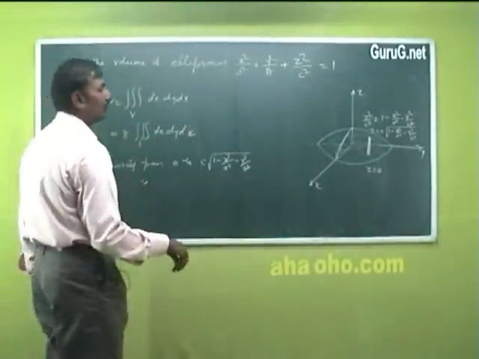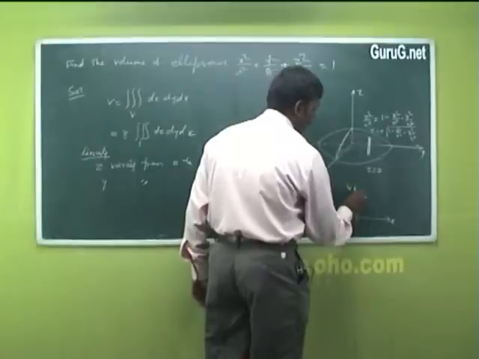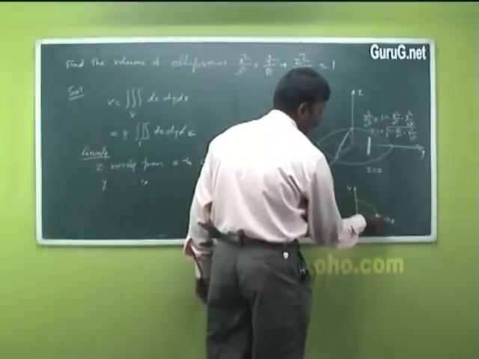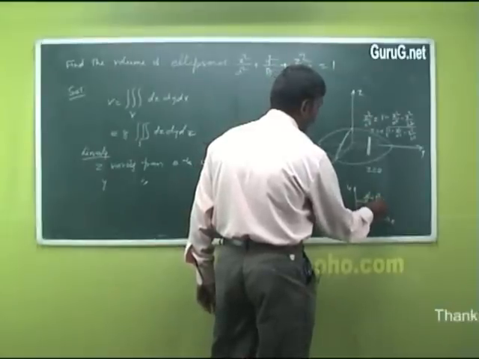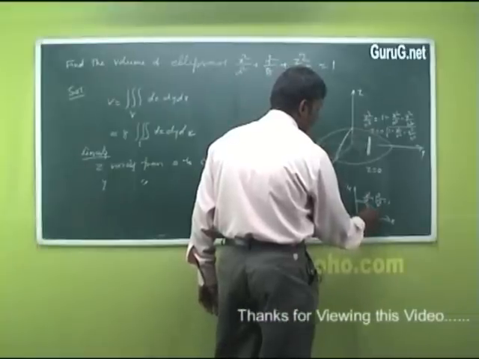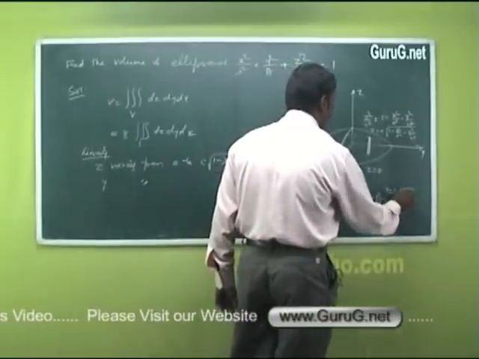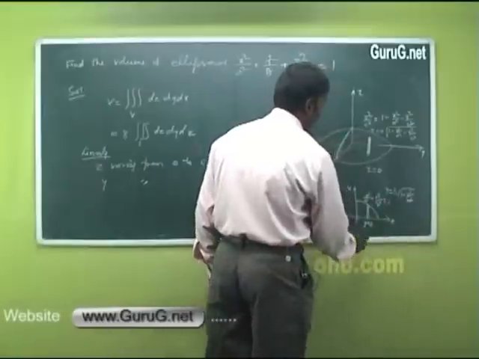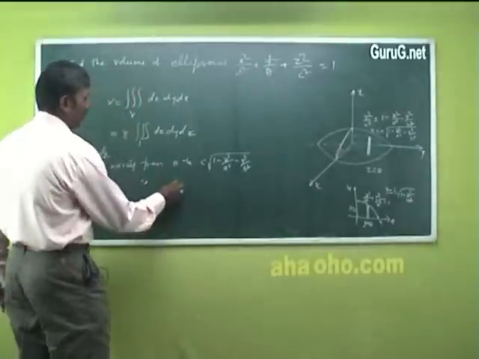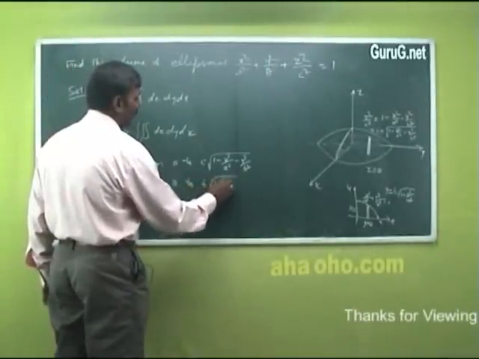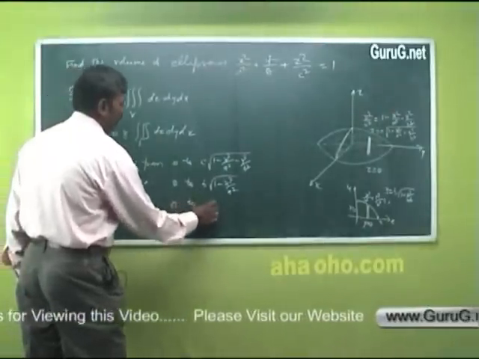Then y varies from, we take this xy plane and the y axis, so this is an arc. What will be this equation? x squared by a squared plus y squared by b squared equal to 1. So we take a vertical strip, so y varies from 0 to b into root of 1 minus x squared by a squared, right? And x varies from 0 to a.